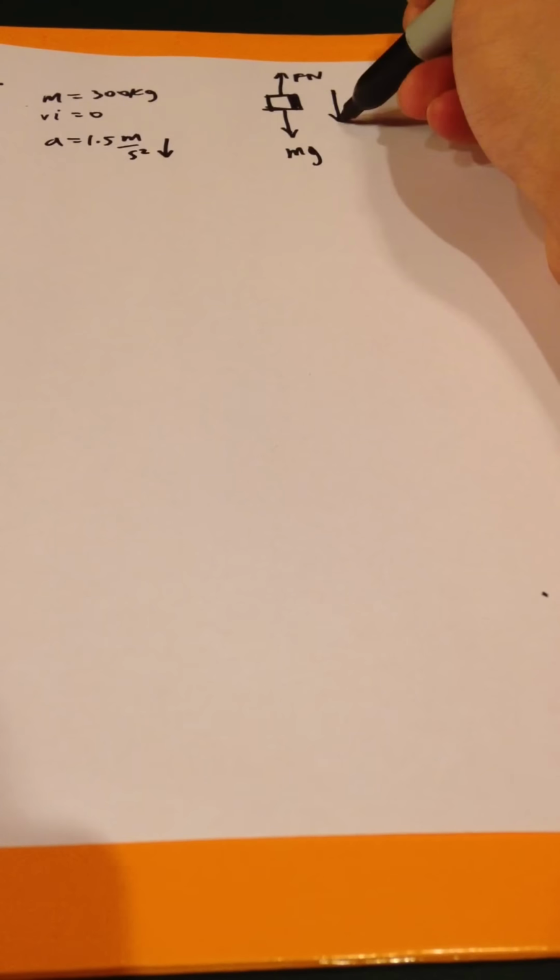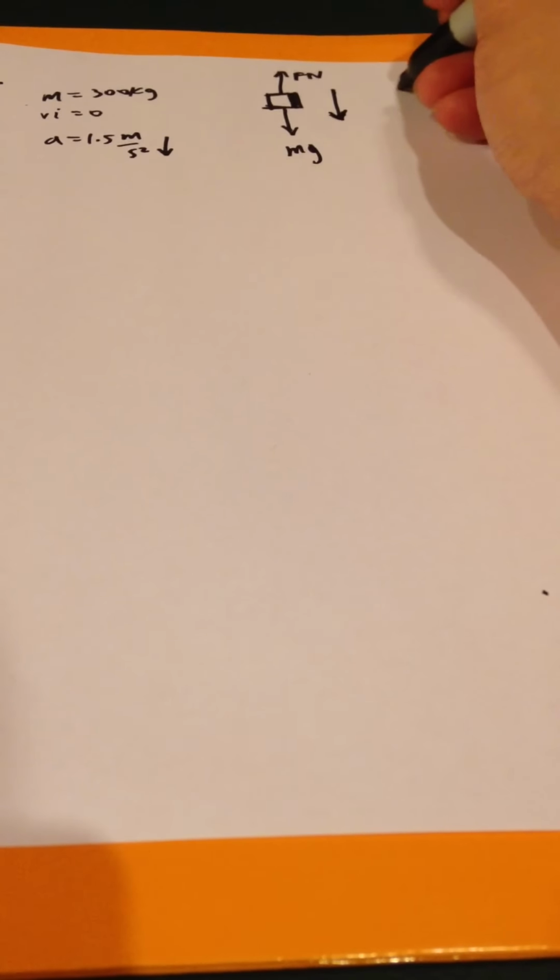So for this problem, we're given that the mass is equal to 300 kilograms. The initial velocity is 0, and the acceleration is 1.5 meters per second squared directed down. A free body diagram of this situation would look like this: here's the box. There's a downward gravitational force and the upward normal force, and the net force is directed downward like the acceleration, which is downward as given in the problem.